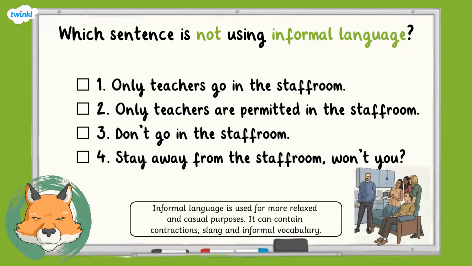If you look closely at the options, sentences 3 and 4 contain contractions, so we know that they are informal. Now compare sentences 1 and 2. The choice of the vocabulary, such as the word permitted, is more formal. Therefore, that is the sentence that is not using informal language. Well done if you got that one right.